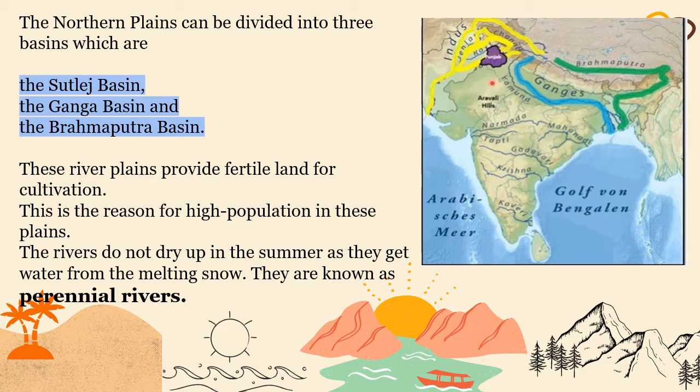This is the reason for high population in these plains. The rivers do not dry up in the summers as they get water from the melting snow. They are known as perennial rivers.